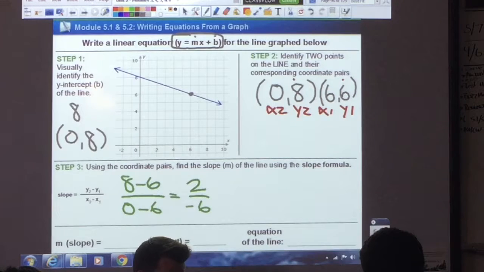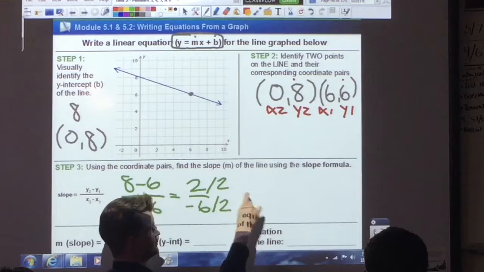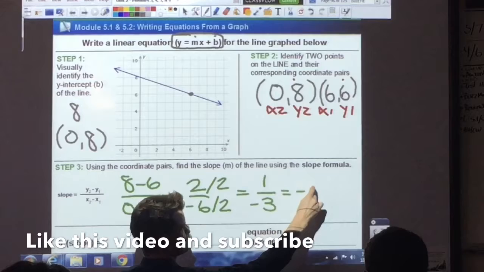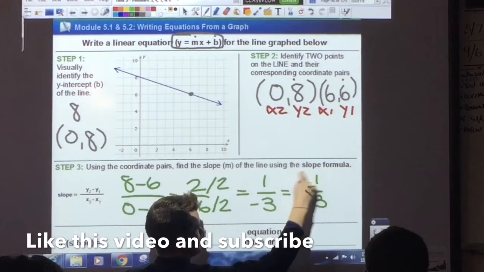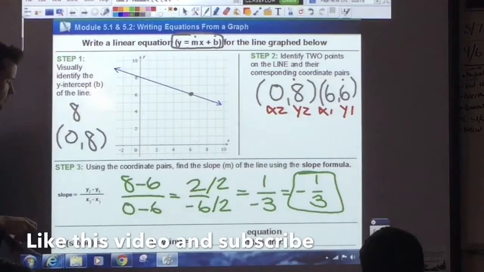Okay, so the greatest common factor is the largest number they have in common. So what's the largest number they have in common? 2. So the greatest common factor is 2, which means I can divide both of these by 2 to reduce this fraction. This is going to become 1 over negative 3, which we can just write as negative 1/3. Make sense? Okay, so now that we found the slope, we have the y-intercept.